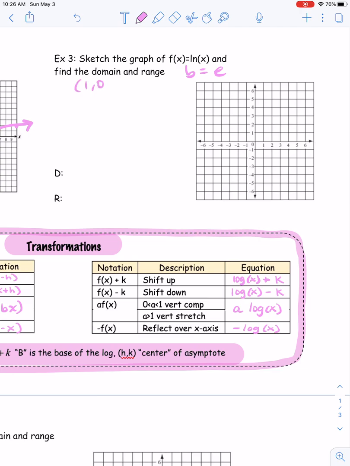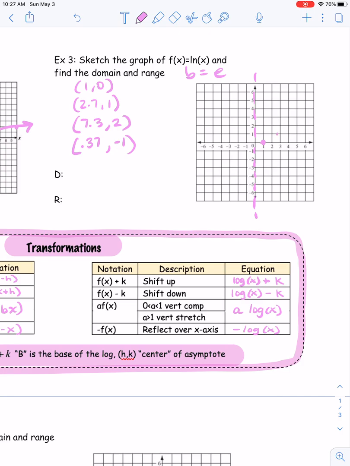We're going to have the point 1, 0. We're going to have the point E, 1. So that would be about 2.7, 1. We would have the point E squared, 2. Well, E squared is about 7.3. And then we would have the point 1 over E, which is about 0.37, and then -1. Still have that vertical asymptote at x equals 0.